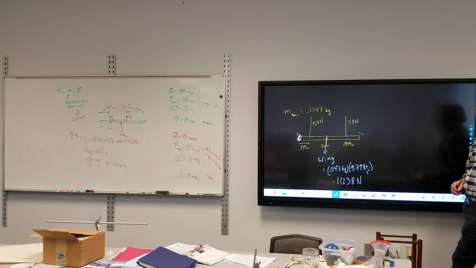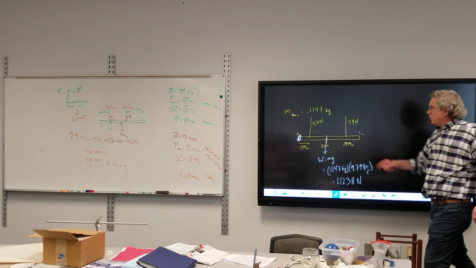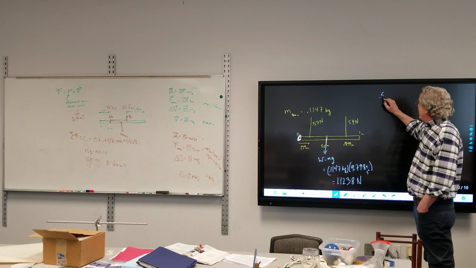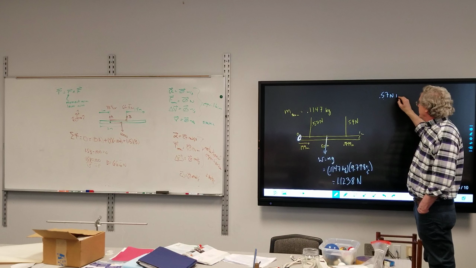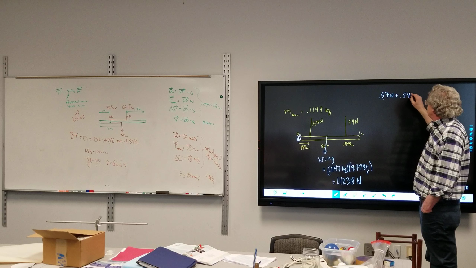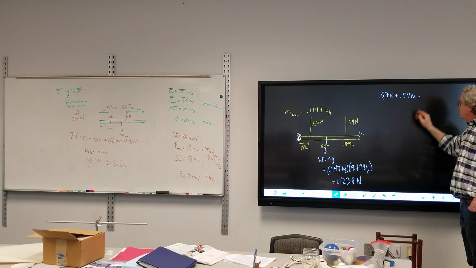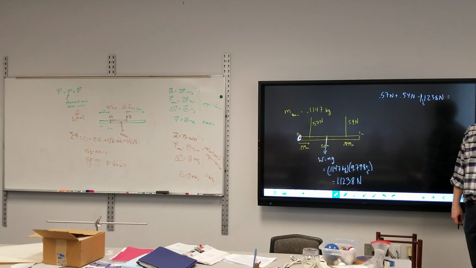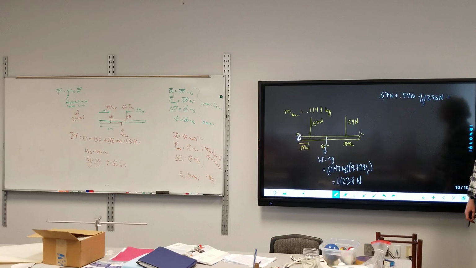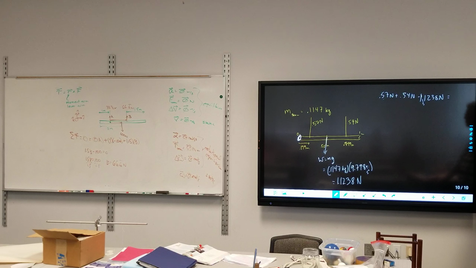Well, first off, the sum of the forces up should equal the sum of the forces down. So if I add those two together, I have 0.57 newtons plus 0.54 newtons minus 1.1238 newtons. And what do I get as the total force, experimentally? Negative 0.0138.